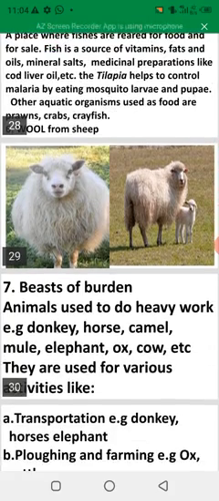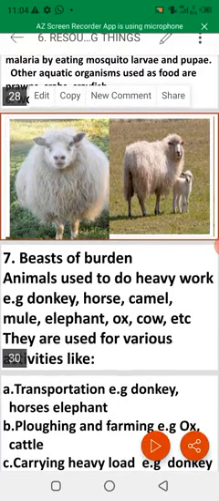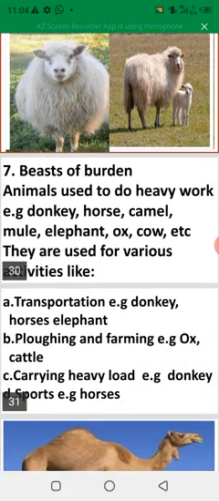Then we have wool from the sheep. Can you see the picture? The wool from the sheep is also used. The wool is used for clothes in the winter. Then the next one is what? Beasts of burden. Animals used to do heavy work, e.g. donkey, camel, horses, mule, elephant, ox, cow.